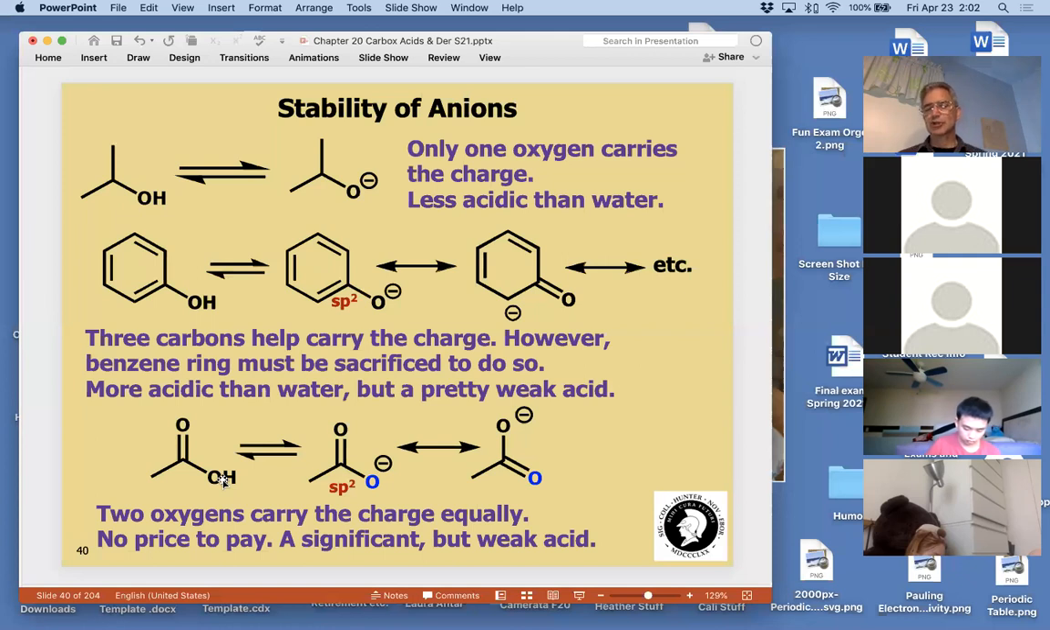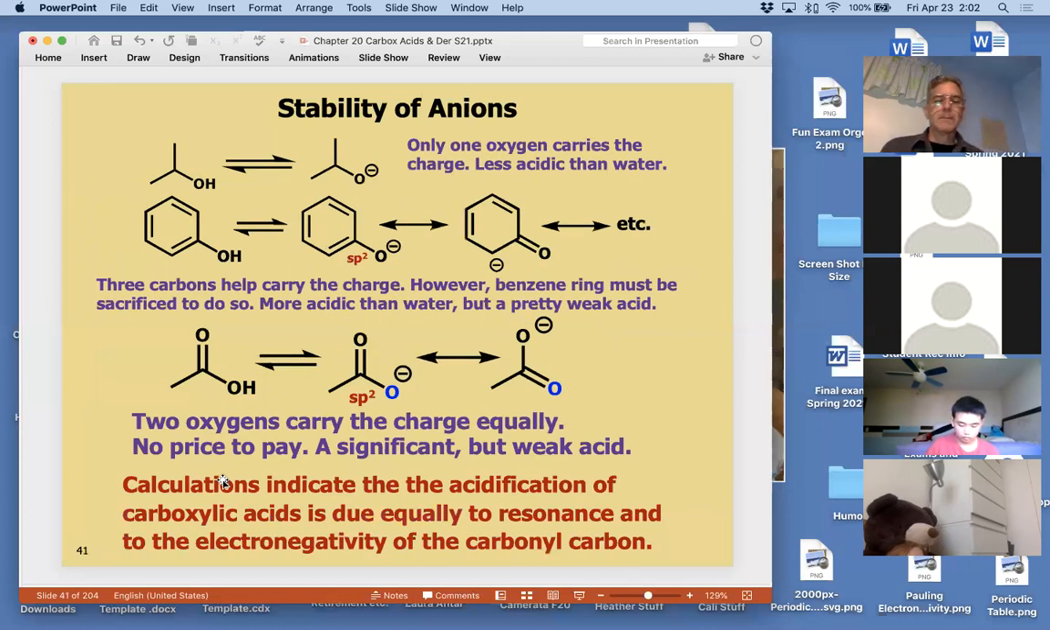Okay, so take this slide to heart. And yeah, the exam question too, that some people did very well on, but certainly not everybody. So here is the emphasis here. Calculations indicate that both the resonance and the increased electronegativity of neighboring carbons or neighboring atoms is responsible for the increased acidity of carboxylic acids.